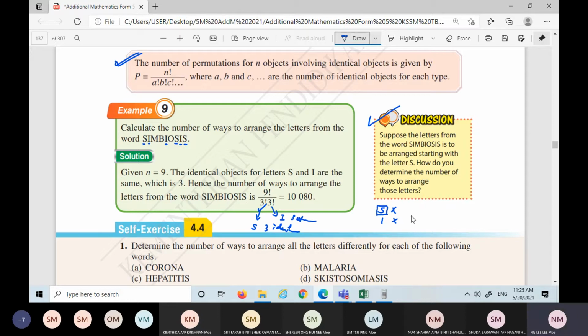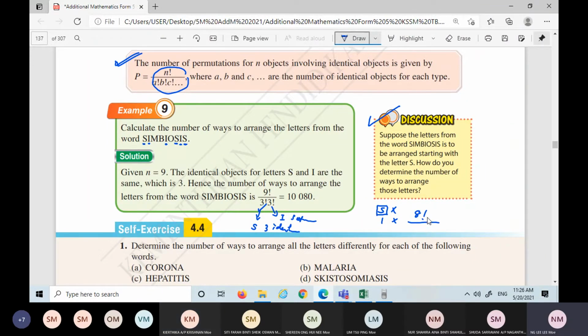Okay, you see, you put one of the S here already. So the balance, how many more letters? 8. Okay, so 8 factorial. You follow this formula. Then also times 1, is it? No, you've got to divide.